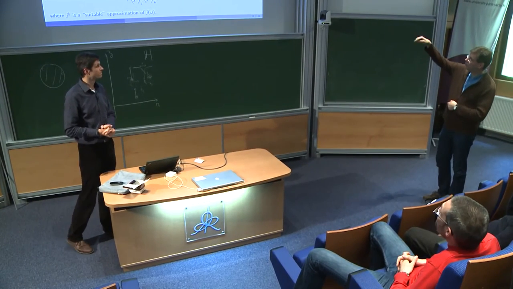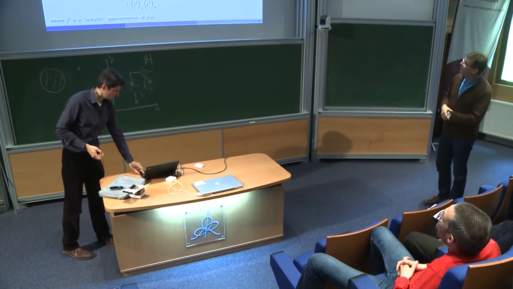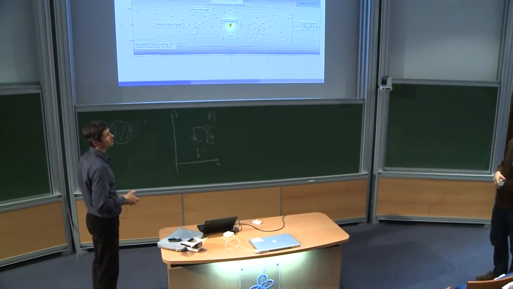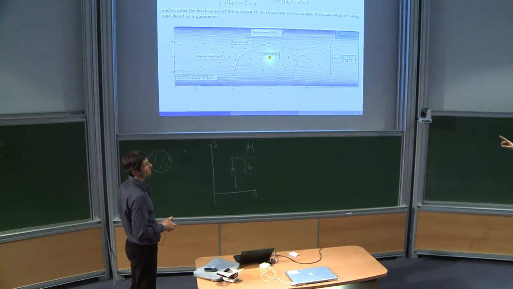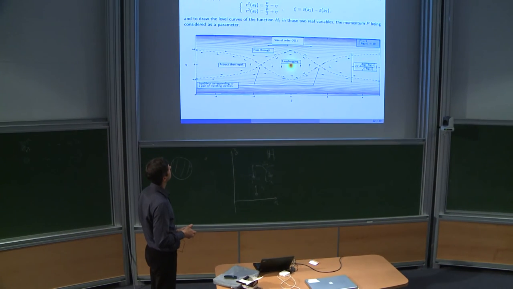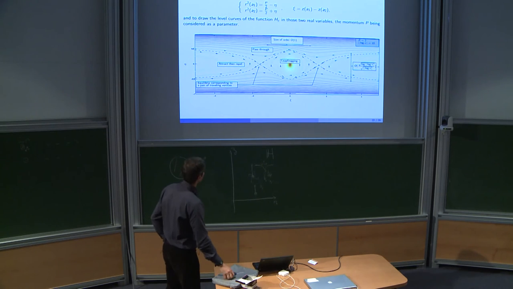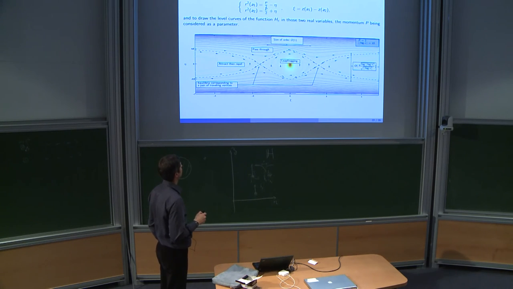So maybe I have one question. If we see on the phase portrait, there are periodic orbits, right? Yes. And so they are of which order? Because it means that you can see many circles. Yes. So this requires a time of order one.